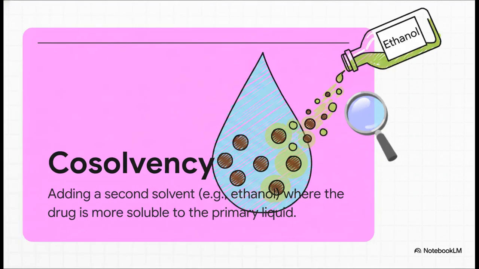Next is co-solvency. I like to call this the buddy system. If your drug hates water, you just add a little bit of a co-solvent, something like ethanol that's friends with both the water and the drug. It basically acts as a bridge to help pull the drug into the solution.